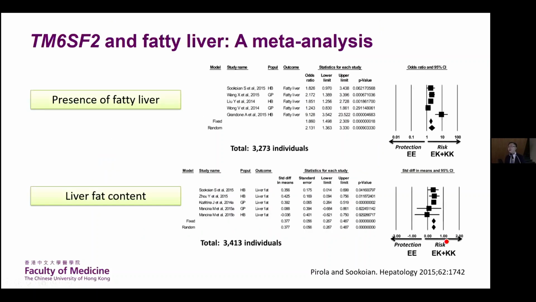Since then, the association between the gene polymorphism and fatty liver disease has been confirmed by multiple cohort studies, including some from Asia and one from our group. Whether you analyze the data by dichotomizing the patients as having fatty liver or not, or using liver fat content as a continuous variable, you see a robust association.